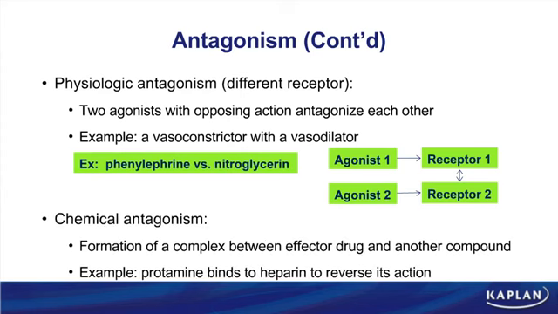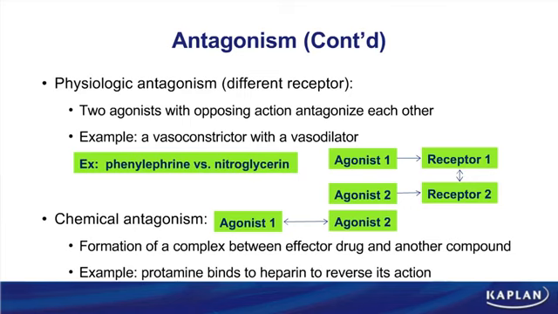Our third example is called chemical antagonism. Chemical antagonism is where you have two drugs that actually bind to each other. There are no receptors involved in this interaction. So what you're seeing is a drug-to-drug complex, like you see with protamine binding to heparin. Two drugs binding directly to each other independent of receptors. This is what our chelators do as well. Metal chelators bind up the metal independent of acting through a receptor.